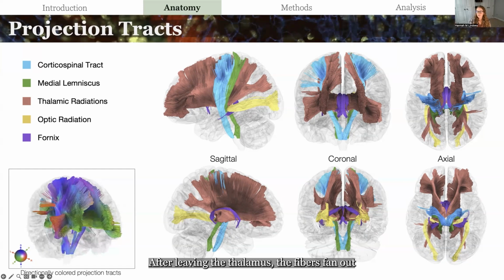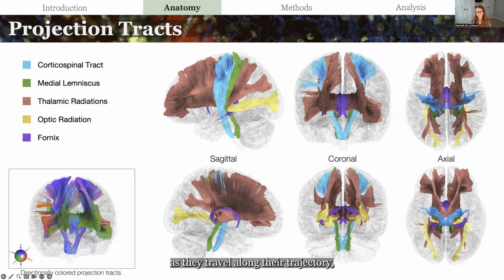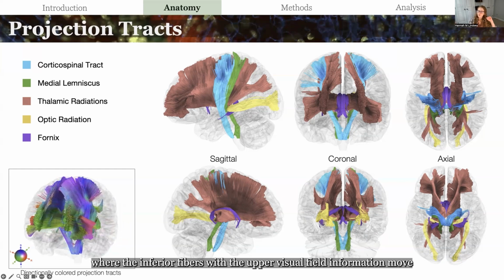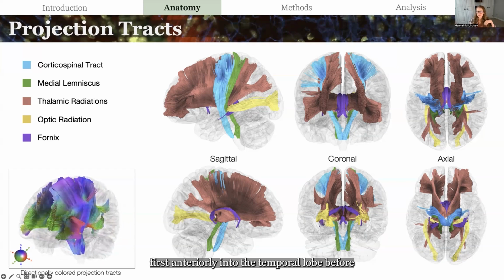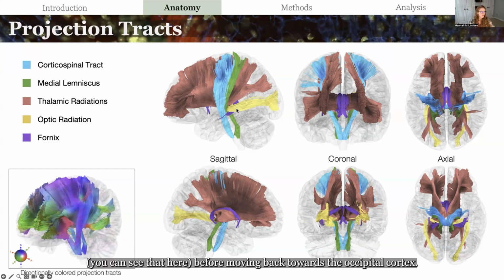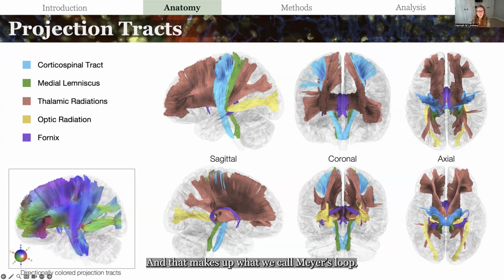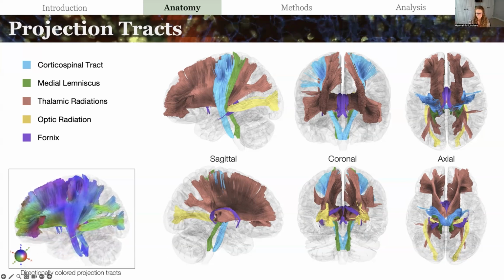After leaving the thalamus, the fibers fan out as they travel along their trajectory, where the inferior fibers with the upper visual field information move first anteriorly into the temporal lobe before, you can kind of see that here, before moving back towards the occipital cortex. And that makes up what we call Meyer's loop.